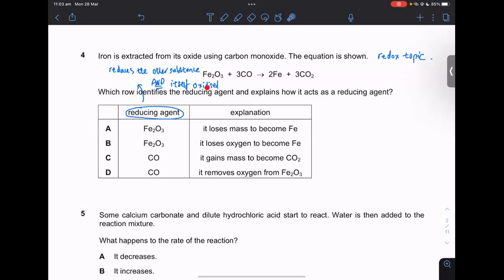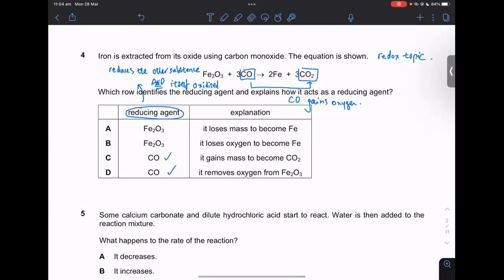If you get oxidized, that means reducing agent will gain oxygen. So we're looking at carbon monoxide gaining oxygen. We don't look at the number in front. We look at 1 unit, just like when we did MR calculation. So the CO gains oxygen to become CO2. So we know that CO is the one that undergoes oxidation, and therefore it causes the other substance to be reduced. This substance is now losing oxygen, and therefore you get reduced to form iron. But this substance itself, it reduces the other one, itself gets oxidized.